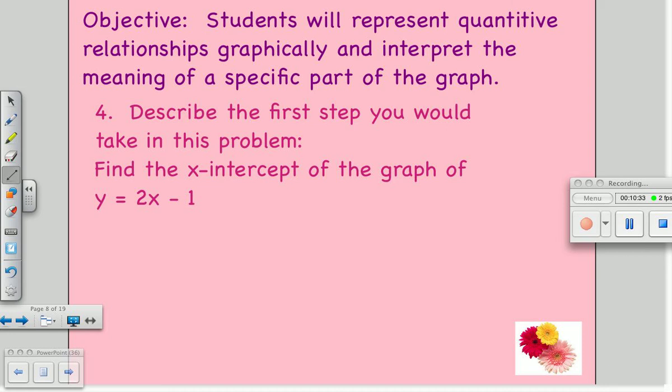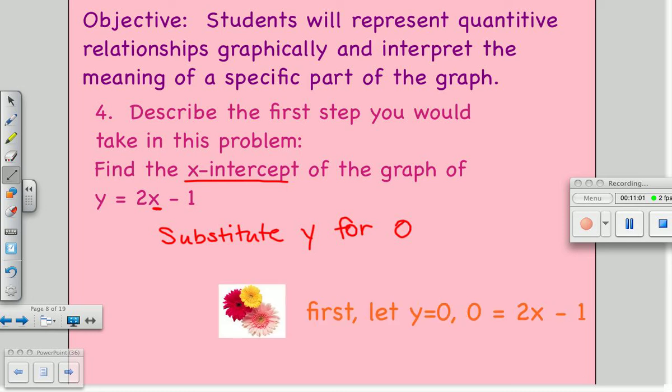So this one, the first step you would do here if you're trying to find the x-intercept, it means you want to solve for x. I want to isolate x. So remember, your first step is make y 0. Okay, so the first step is to substitute y for 0. You want to take out that y and put a 0 there. So let y equal 0.